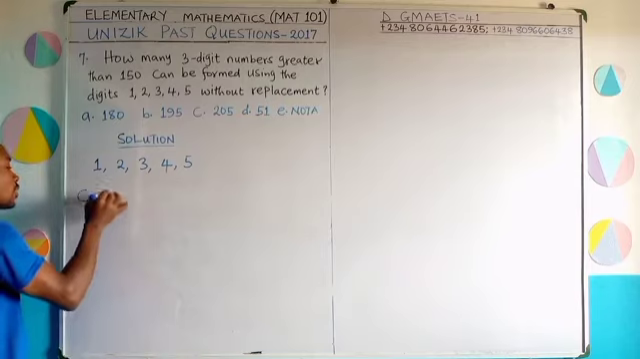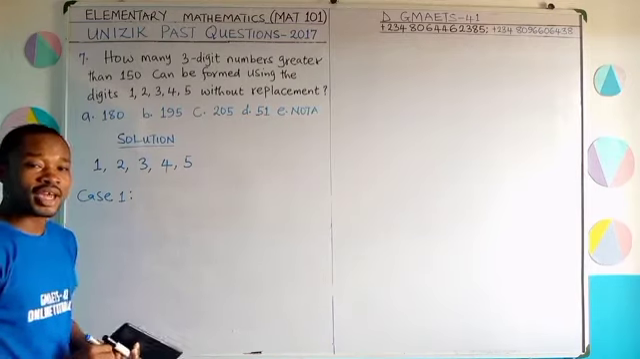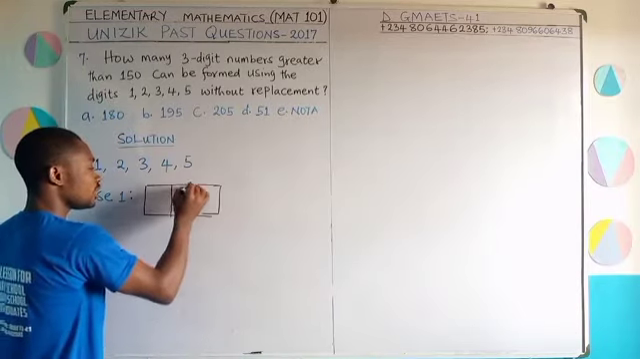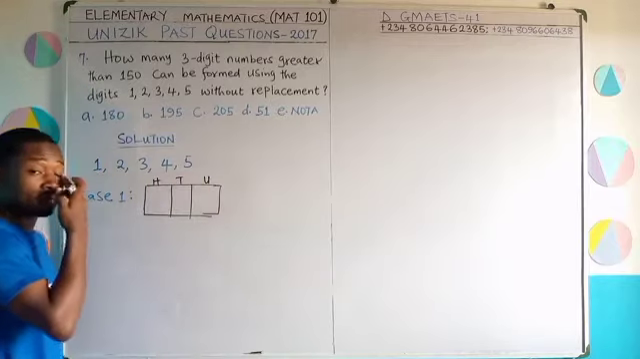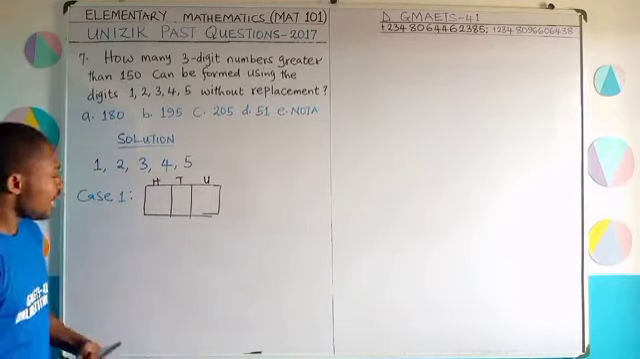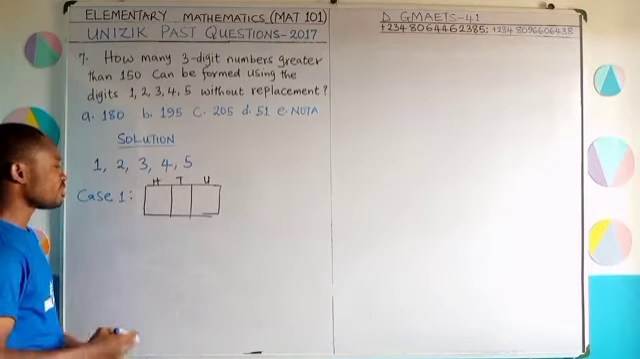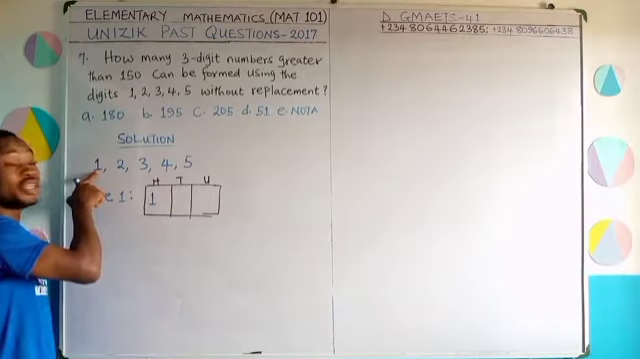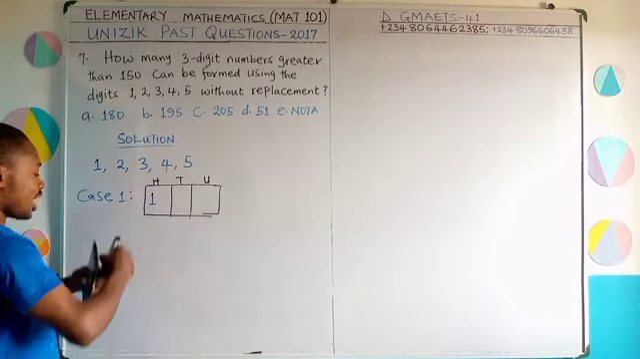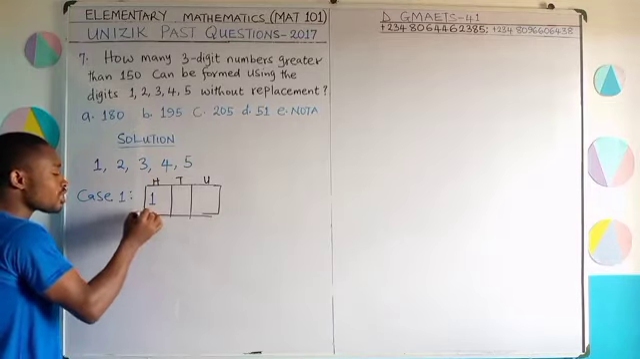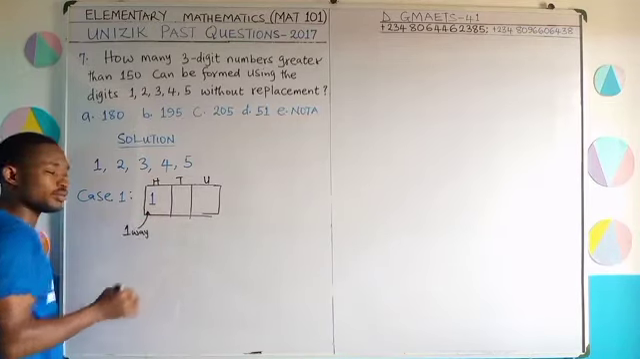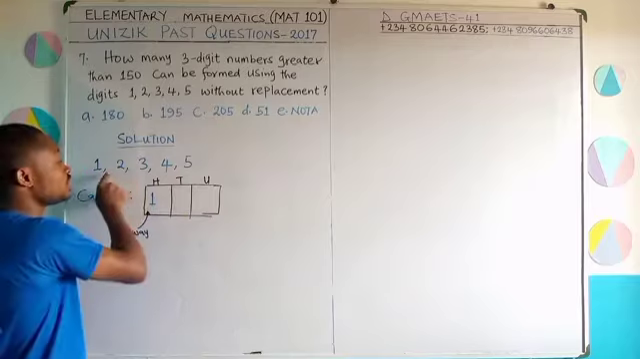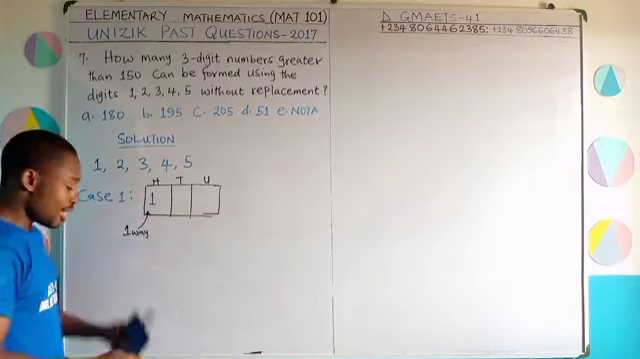Case 1. I'm going to create hundreds, tens and units columns. So we have something like this: hundreds, tens, and units. Remember, we have to form numbers greater than what? 150. Now, in the first case, which is the most difficult case, I decide to start the hundreds place value with 1. If you start the hundreds place value with this digit 1, it means we have only one way of filling this place value. Do you know that it's going to leave the tens place value with only one possible digit to fill it? And that digit is going to be 5.